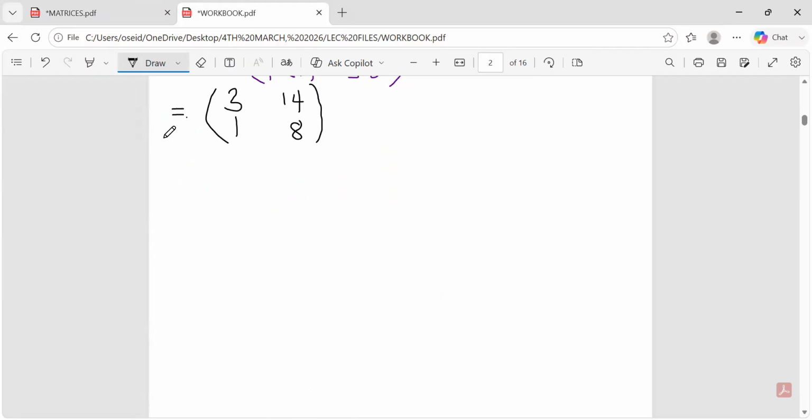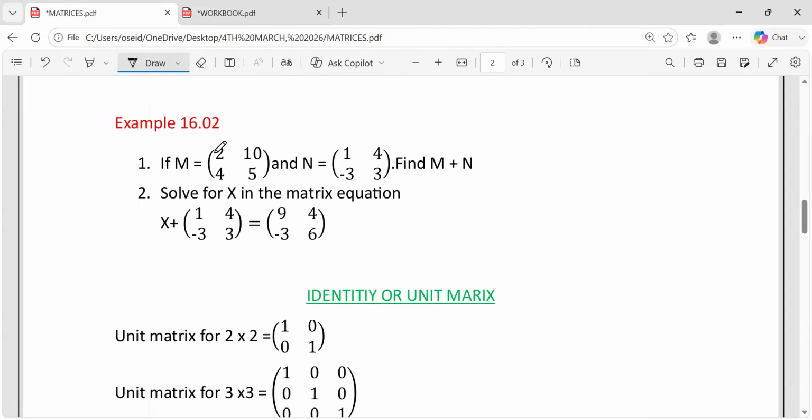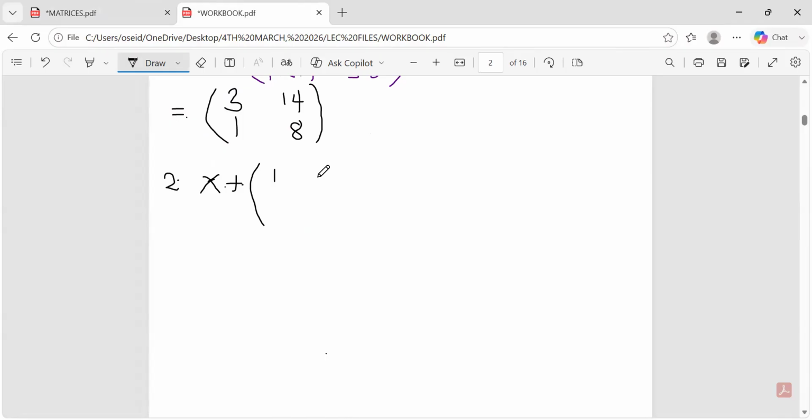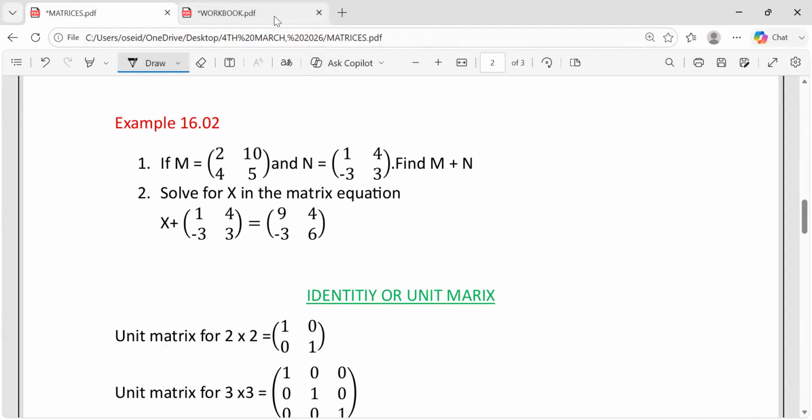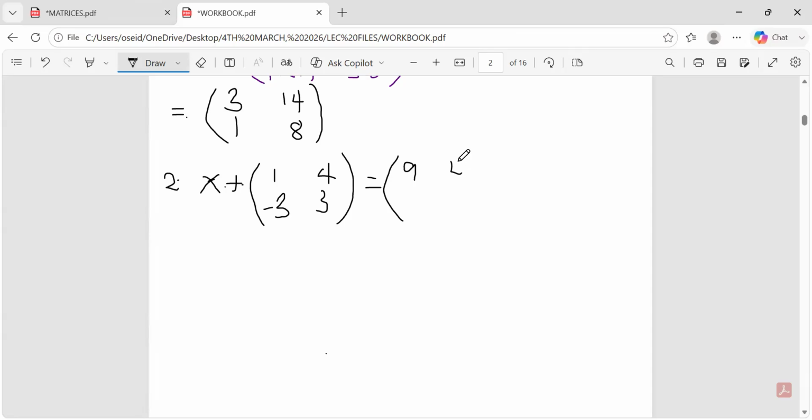So example 2, we have x plus matrix 1 4 negative 3 3 equals to 9 4 negative 3 6. Right. So let's get back.